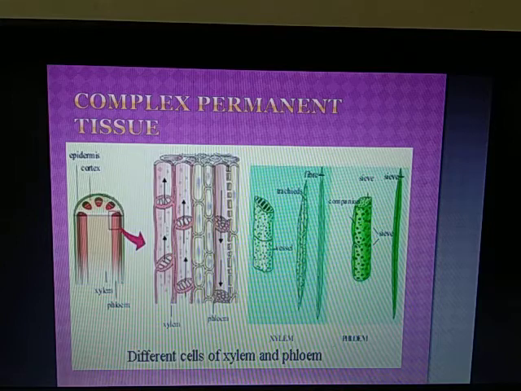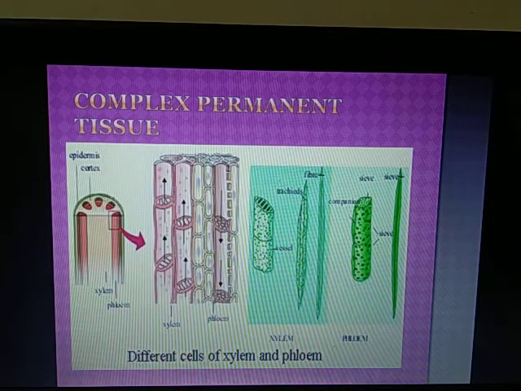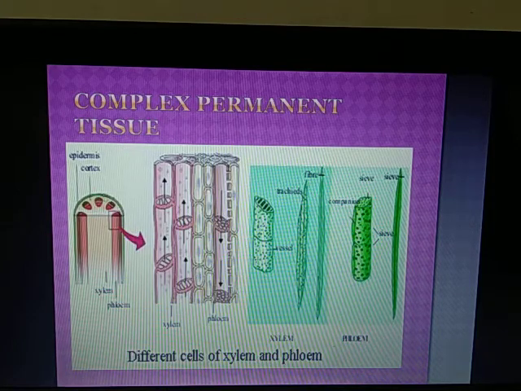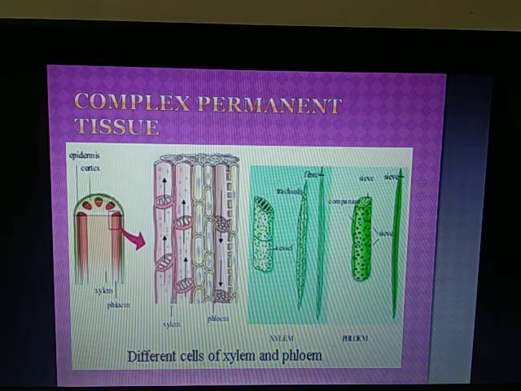You can see on the screen there are two types, one is xylem and another is the phloem. So xylem helps in the transportation of water and minerals from the root to all other parts, and phloem helps in the transportation of the food materials from the leaf to all other parts of the plant. Now let's discuss the elements of the complex permanent tissue. So first we'll discuss xylem.